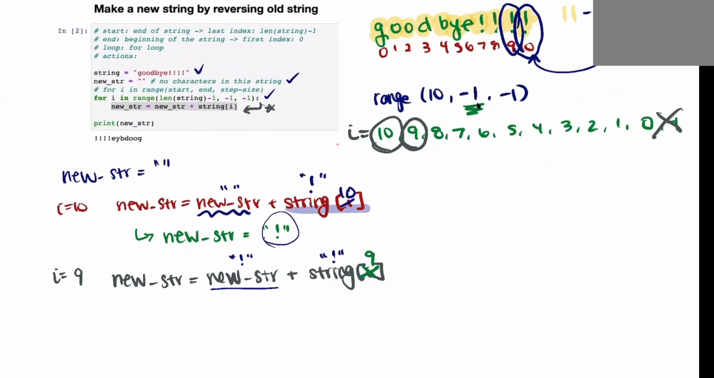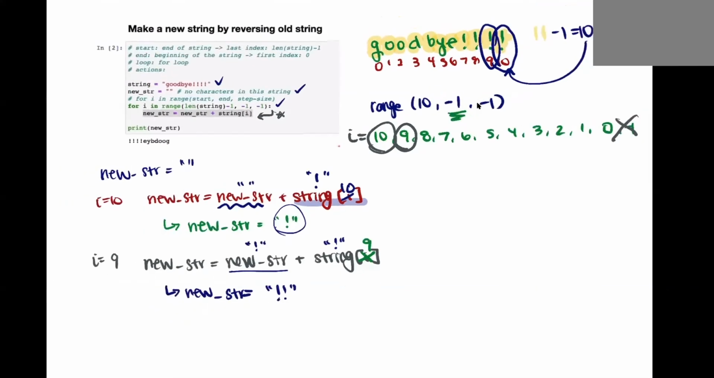So what is new string now equal to after doing the concatenation? Perfect. It's now equal to two exclamation marks.